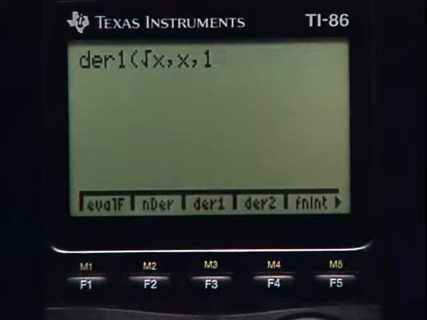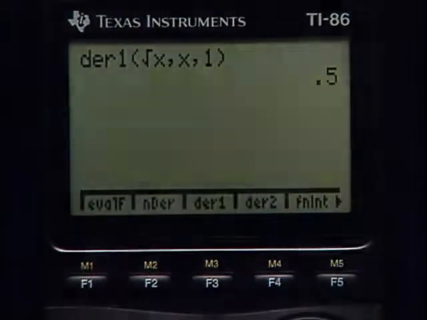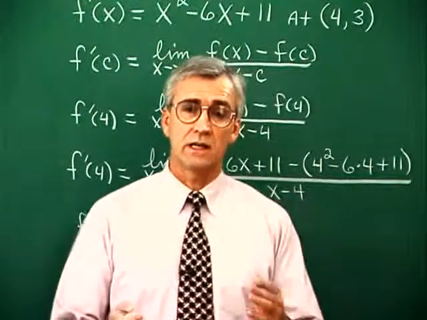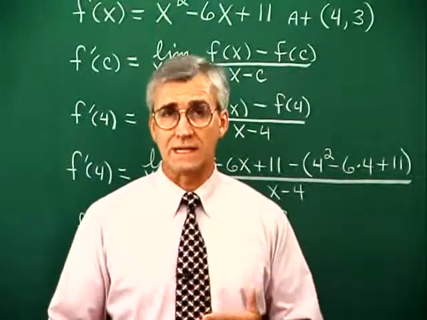We've already calculated the derivative at 4, and enter, and there's the calculation. So that's the routine that we can go through on both of the calculators. Let's work another problem where we're finding the slope of the tangent line at a point.